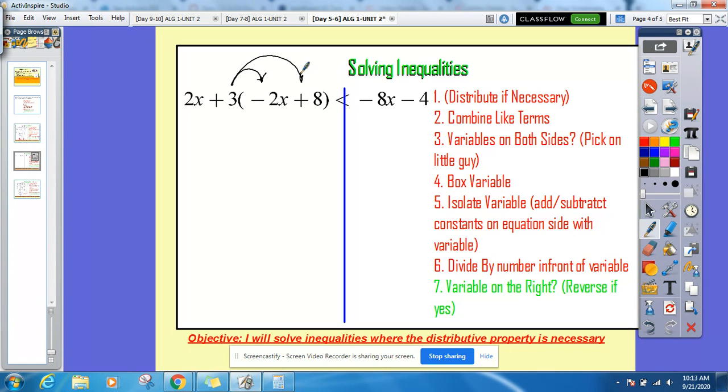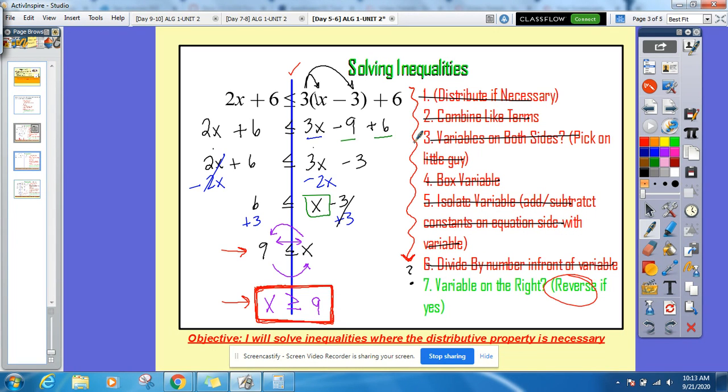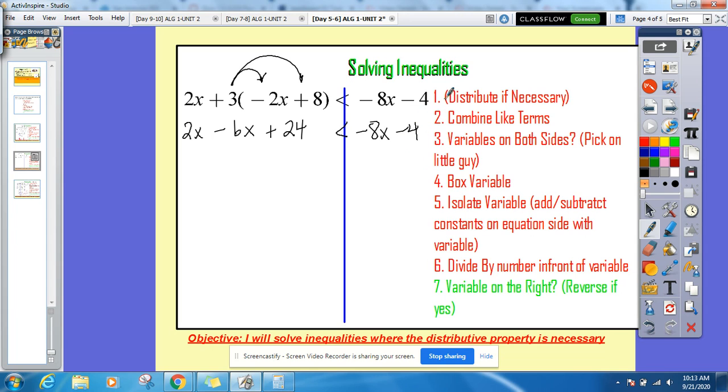So that means I must distribute. This 2x can just come down. There's nothing to distribute with him. But we have 3 times negative 2 is negative 6, there's an x there. Then 3 times 8 is 24, positive. Okay. This is a less than symbol. We bring it down. And we have negative 8x minus 4. So we've gone ahead and distributed.